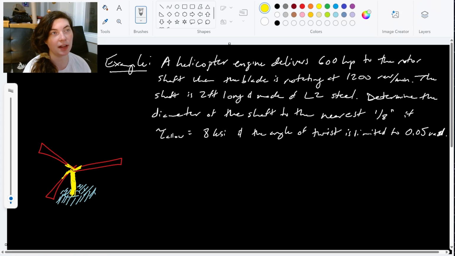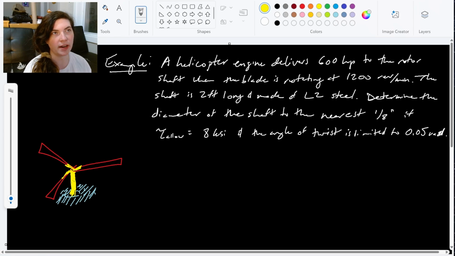It says if a helicopter engine delivers 600 HP to the rotor shaft, that's this shaft here in yellow, when the blade is rotating at 1200 revolutions per minute, shaft is 2 feet long, made of L2 steel, determine the diameter of the shaft to the nearest 1/8 inch if our allowable shear stress is 8 KSI and the angle of twist is limited to 0.05 radians.